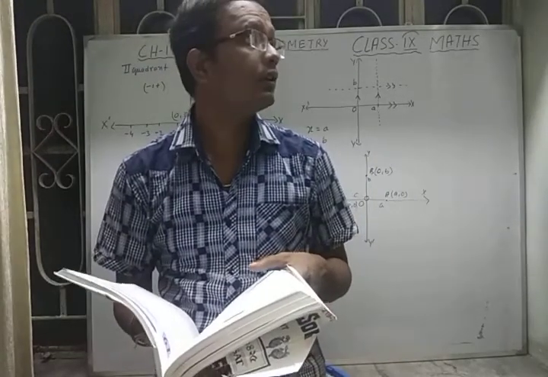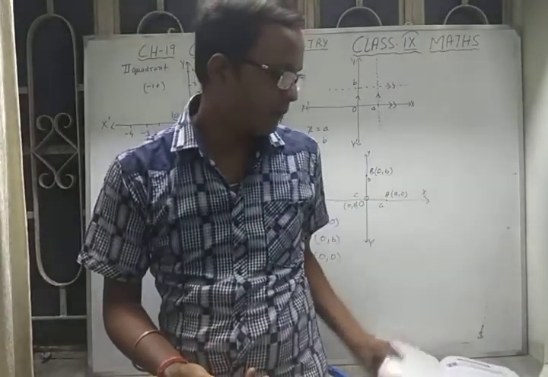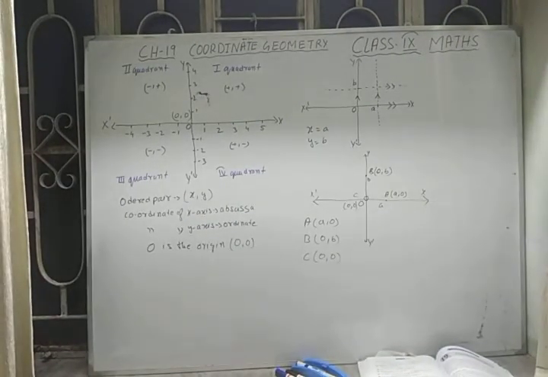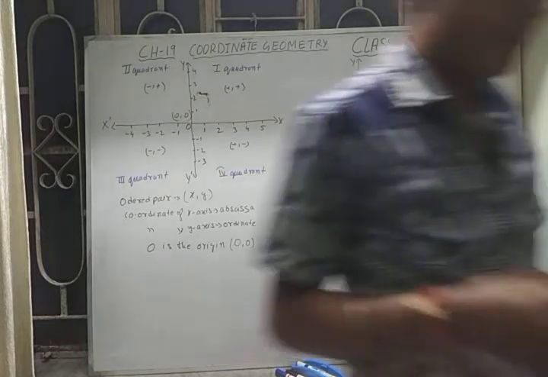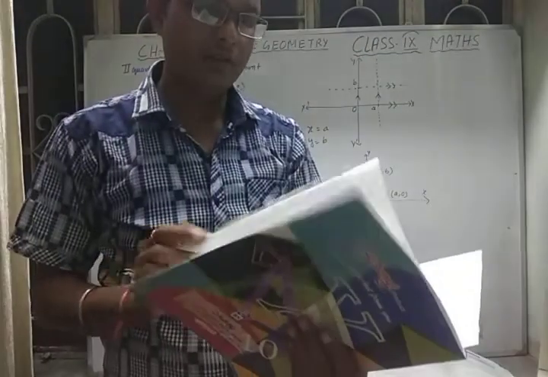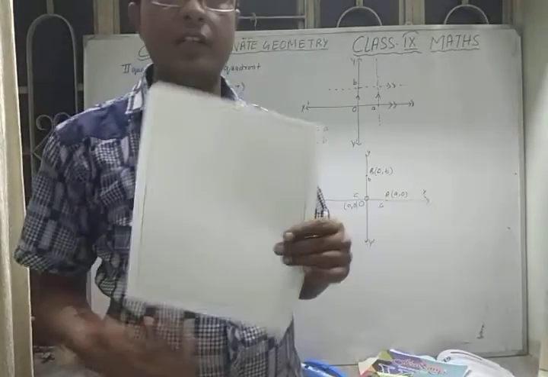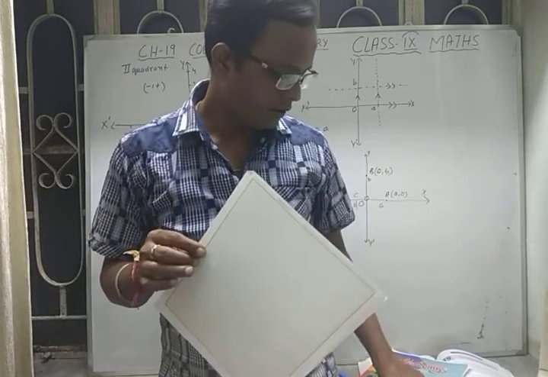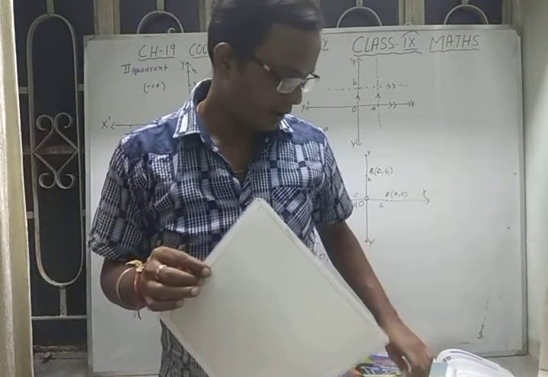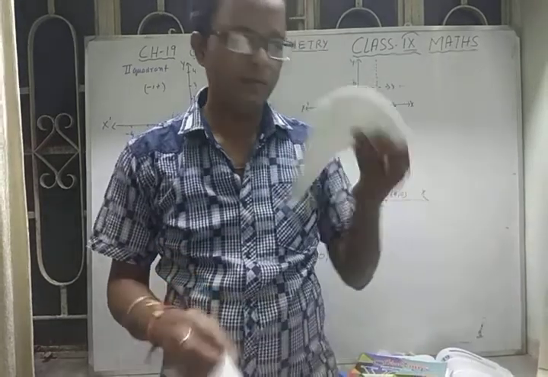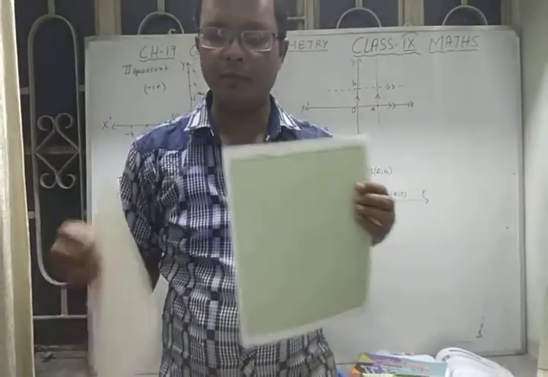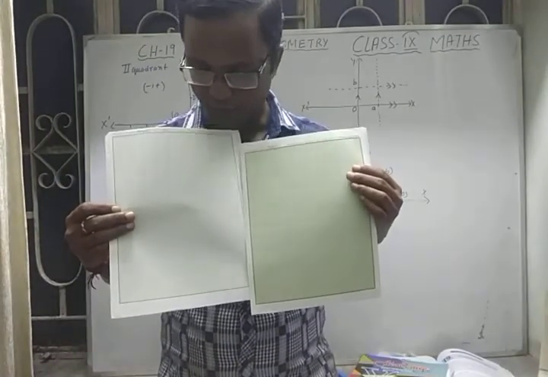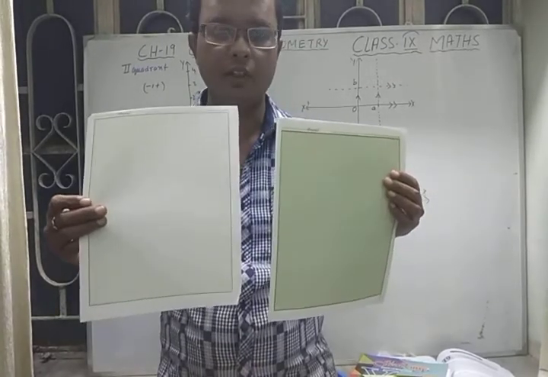I will show you what type of graph paper I have. Just a minute. So I have a graph paper here with me. This is the graph paper. It is a 2 mm graph paper we can use, or sometimes we can also use the 1 mm graph paper like this. This is the 1 mm graph paper, and this is the 2 mm graph paper. So you can see the difference between these two, 1 mm and 2 mm graph paper. Any one of them you can use.